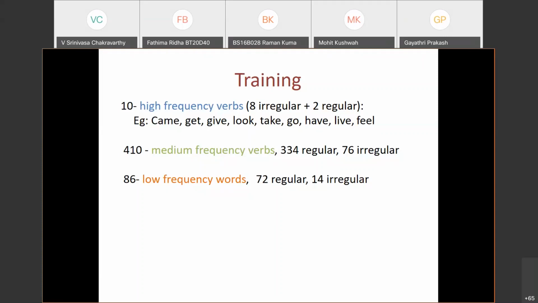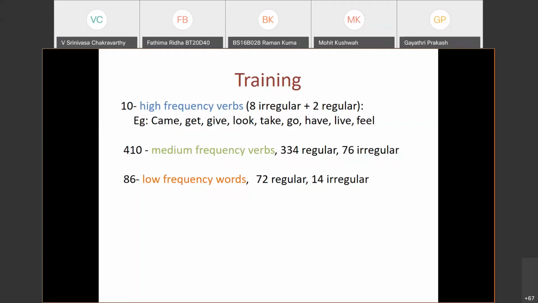Then you have 410 medium frequency verbs. Among them, 334 are regular and 76 are irregular. And note that most verbs are regular, right? A minority are irregular. So you can see that kind of a relative distribution of regular and irregular verbs in the data sets taken for training.